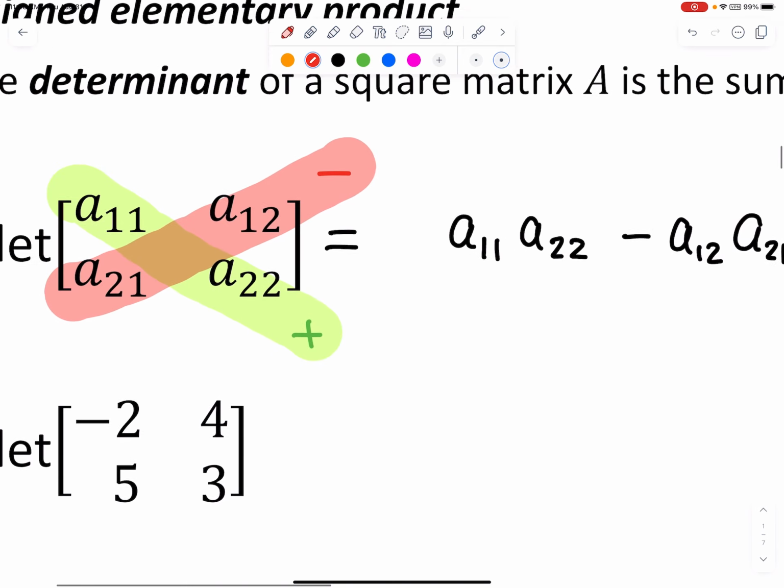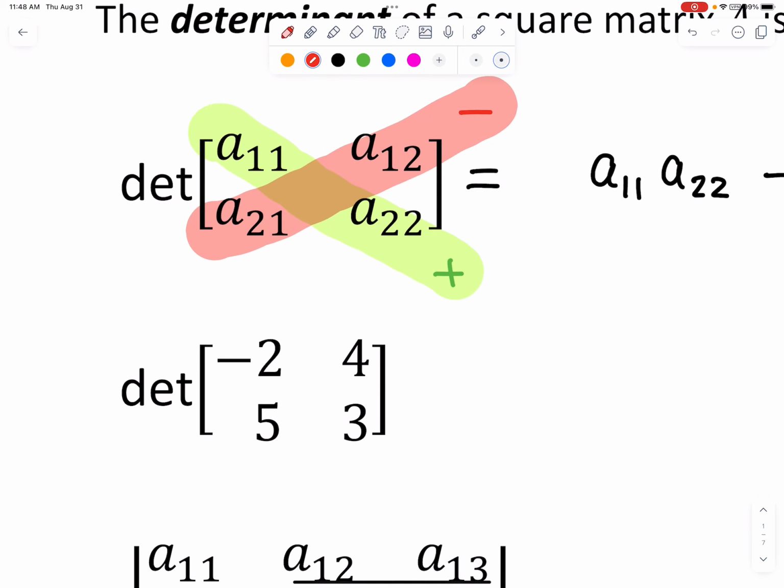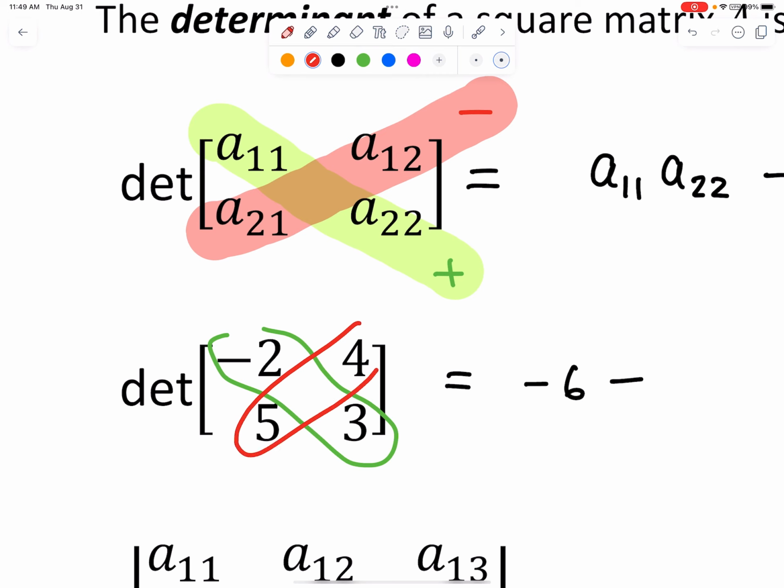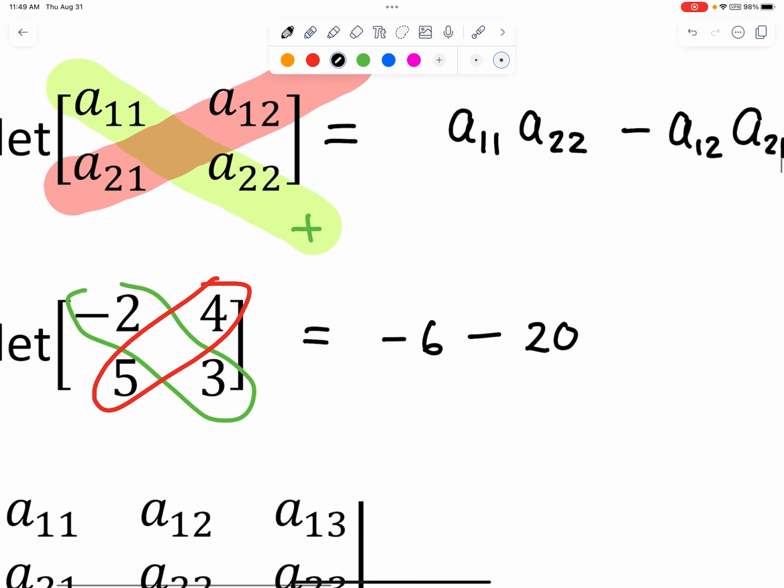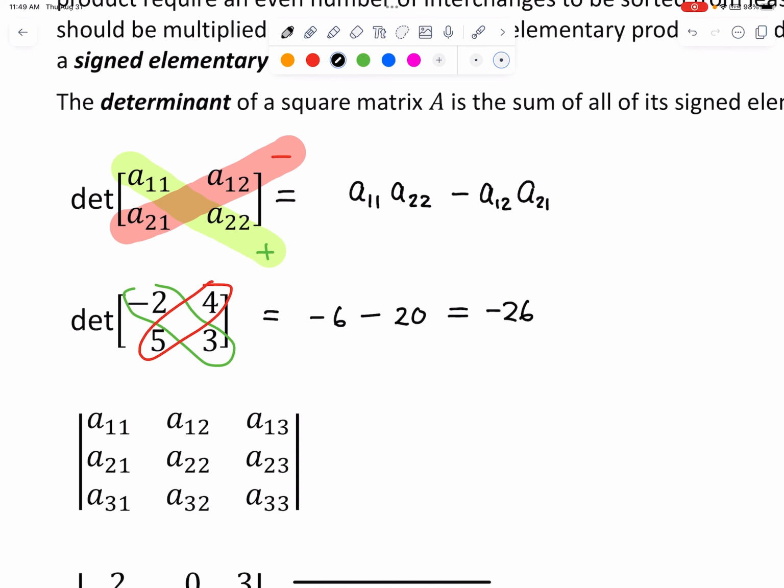So if I apply this crisscross method on this very specific example that we see here, I would multiply these two entries first. So the determinant of this matrix will be -6. And then I subtract, and then I multiply these two entries. And that's going to be a 20. So I'm going to basically subtract 20. And in the end, this gives me a determinant of -26. The determinant of a matrix will always be a scalar.